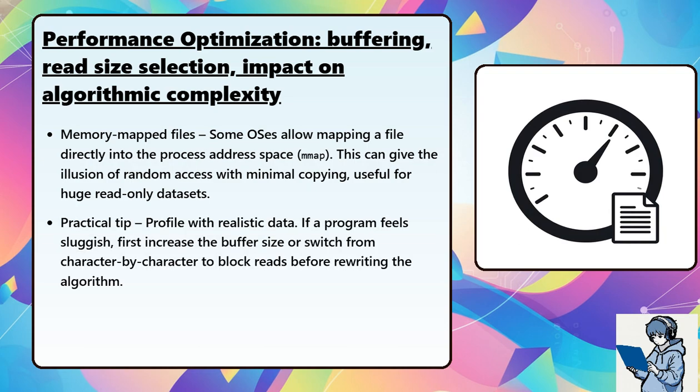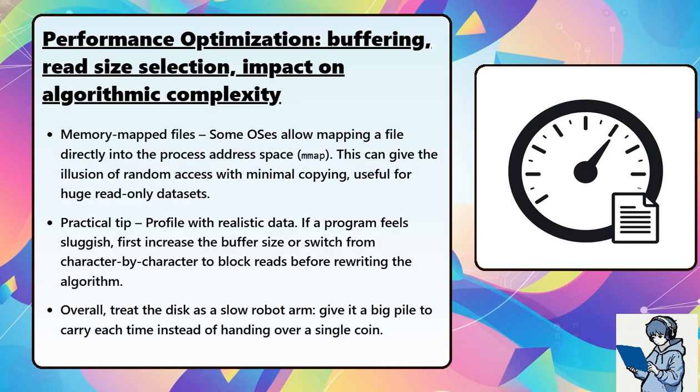Practical tip: profile with realistic data. If a program feels sluggish, first increase the buffer size or switch from character by character to block reads before rewriting the algorithm. Overall, treat the disk as a slow robot arm. Give it a big pile to carry each time instead of handing over a single coin.